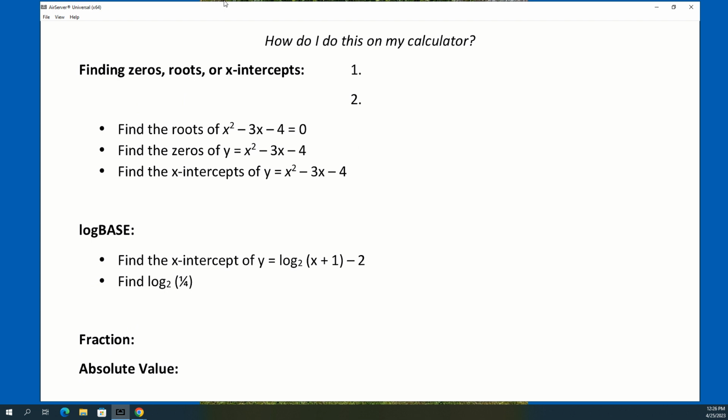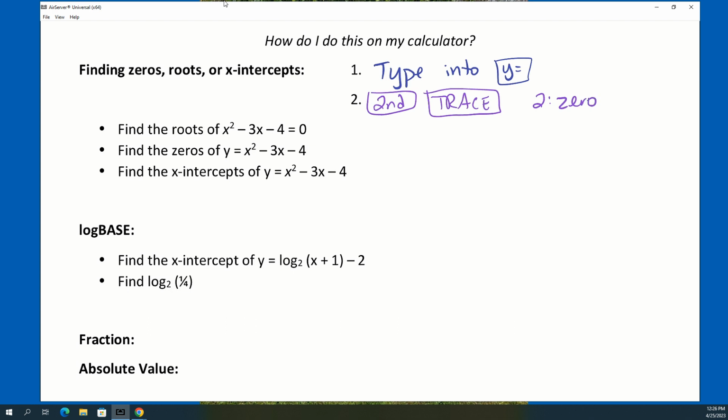All right. The zeros, the roots, or the x-intercepts, and they all are basically the same thing on the calculator. And so what you're going to do is type it into y equals. And then you're going to hit second, and then trace. And then to find a zero, it's number 2. All right, let me get a calculator pulled up.